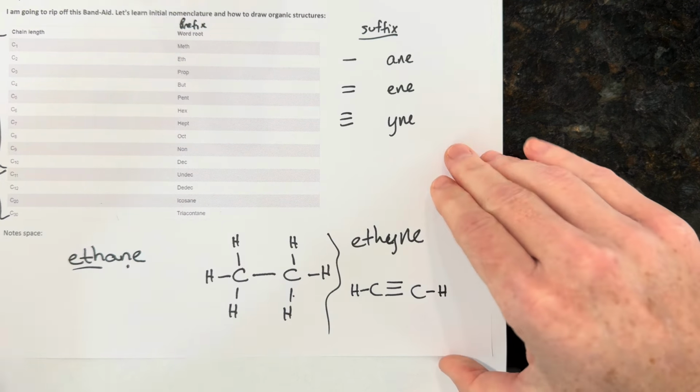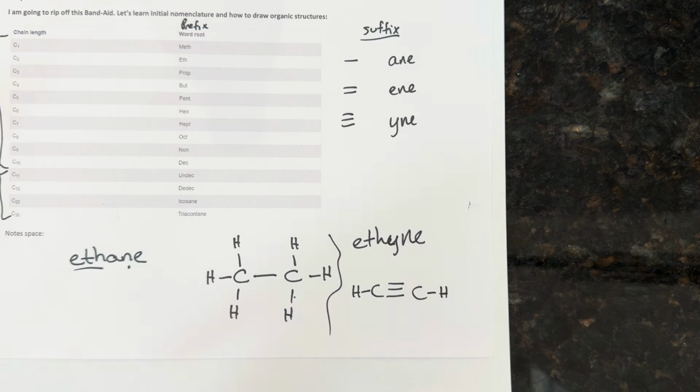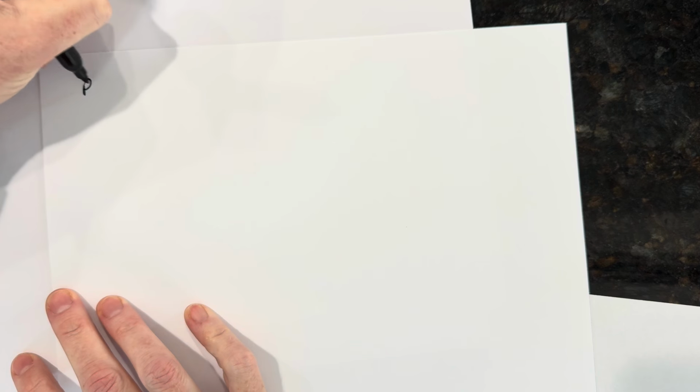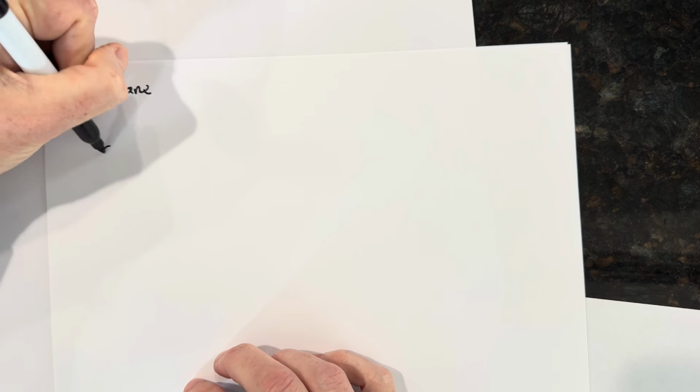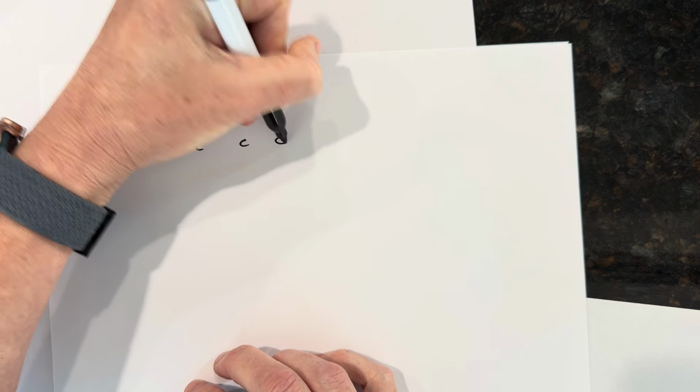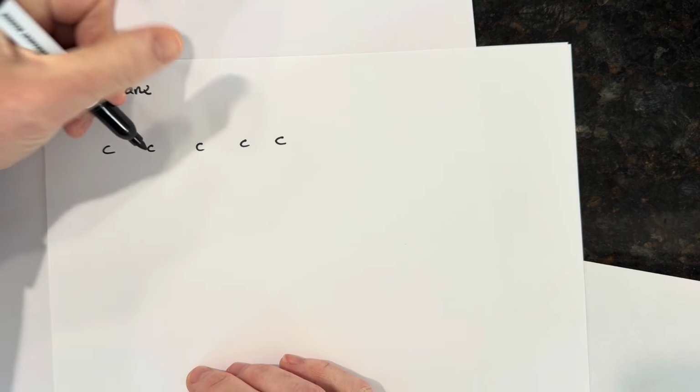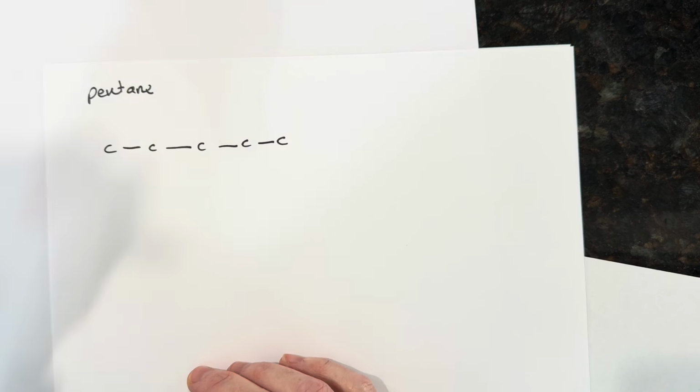Okay, let's do a couple more, just to make sure we're feeling good about this. Let's say we're going to do pentane. Pent tells me that there are 5 carbons, like a pentagon. So we have a carbon, carbon, carbon, carbon, carbon. And the ane part tells me that they're single bonded. Single, single, single, single. Cool.